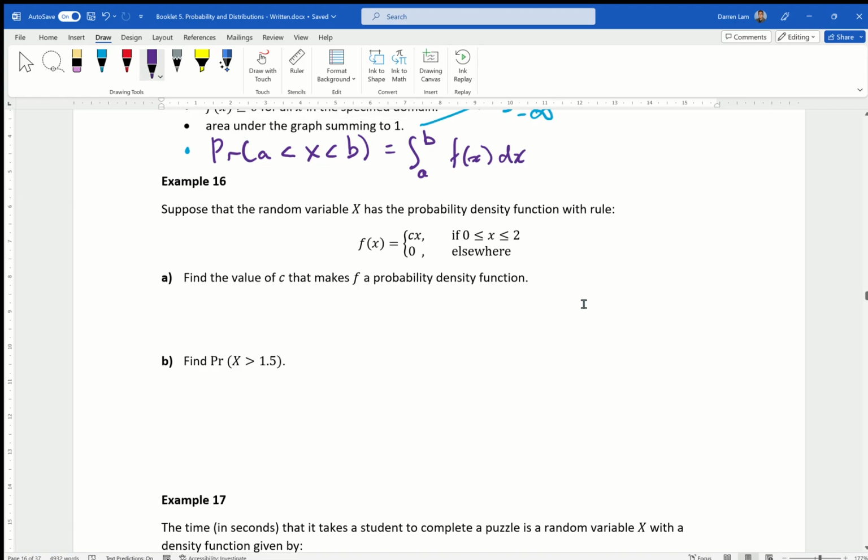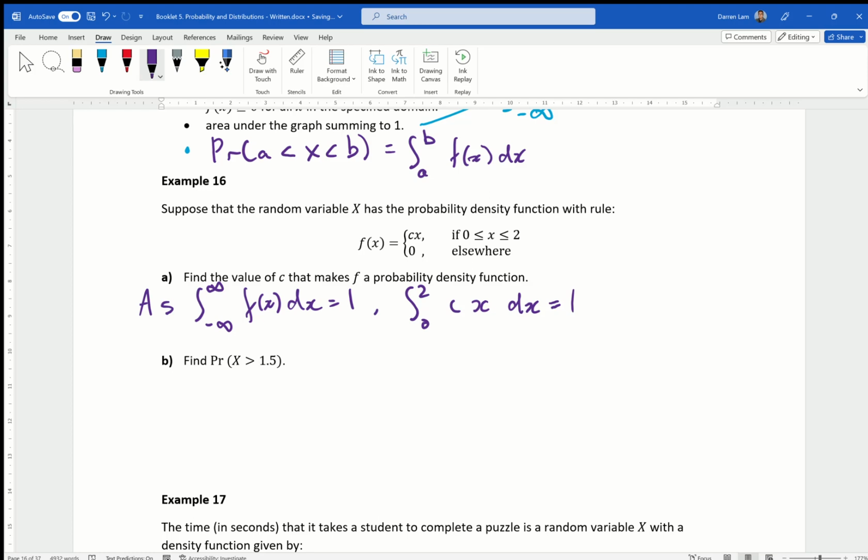So all I need to do is write, and I'm going to write it out as I would write on an exam, the integral from negative infinity to infinity, that should be infinity, not a sideways 8, of f of x dx equals 1. From 0 to 2, because my function is really only existing from 0 to 2. I don't really care about elsewhere. So from 0 to 2, c times x dx needs to equal 1. So that's how I would write it out in the exam.